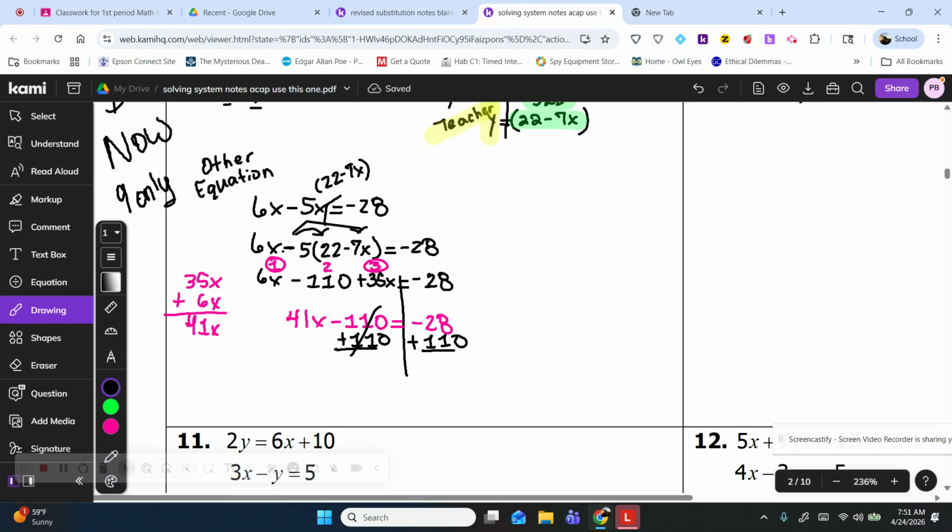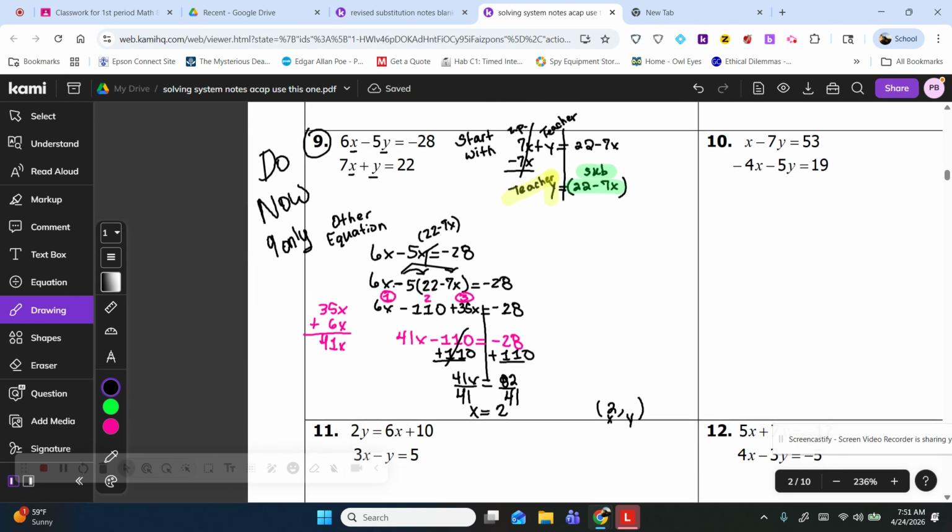So these will cancel and you're left with 41x equals 110 minus 28, which is 82. Then you divide both sides by 41, and 82 divided by 41 is 2. So our x value is 2. But remember, a solution to a system is an ordered pair. It doesn't just have an x, it has a y.